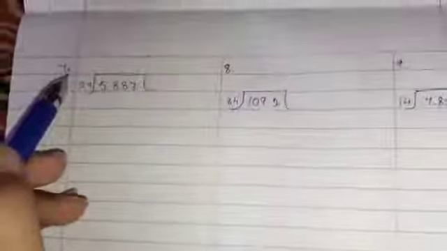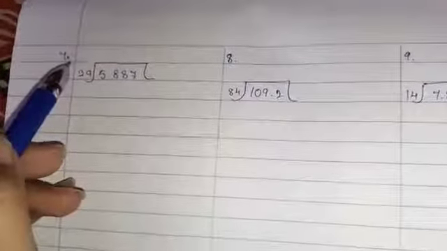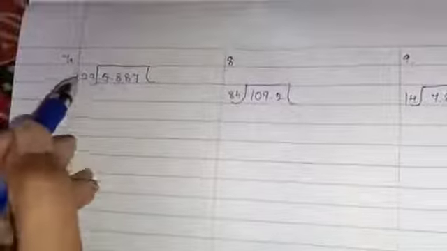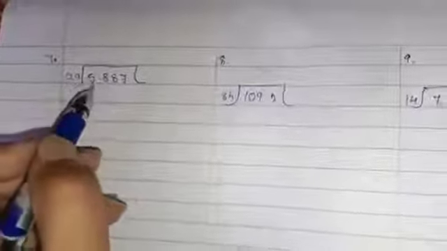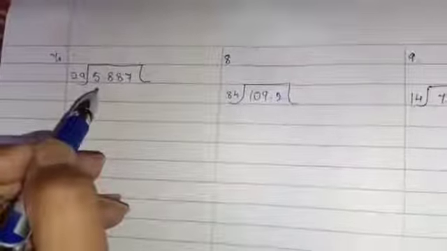Number 7. Now what we were doing last time, you will remember? Yes, we were doing division, okay? We were doing division of decimal numbers. So we will continue today also with the same thing, okay?